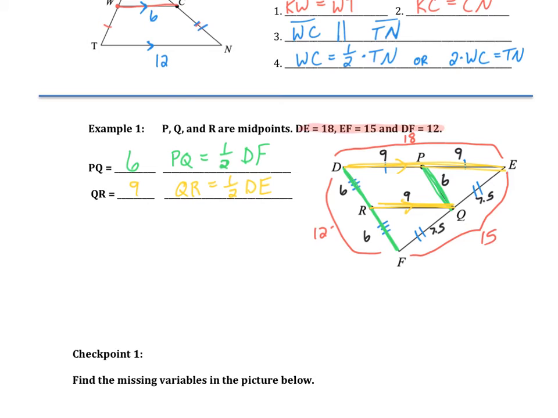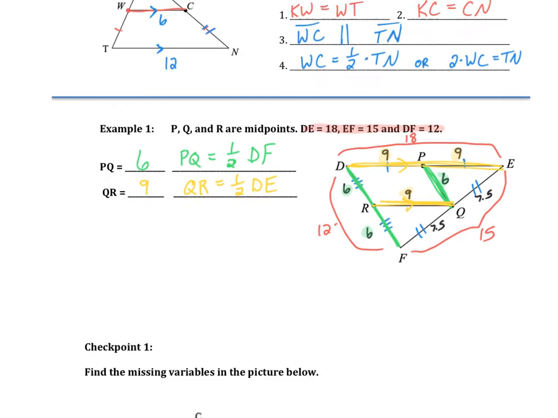Okay, just grab my highlighter. So you can see we have 9, 9, and 9. And we have 6, 6, and 6. And that's what it's going to look like when you do mid-segments.